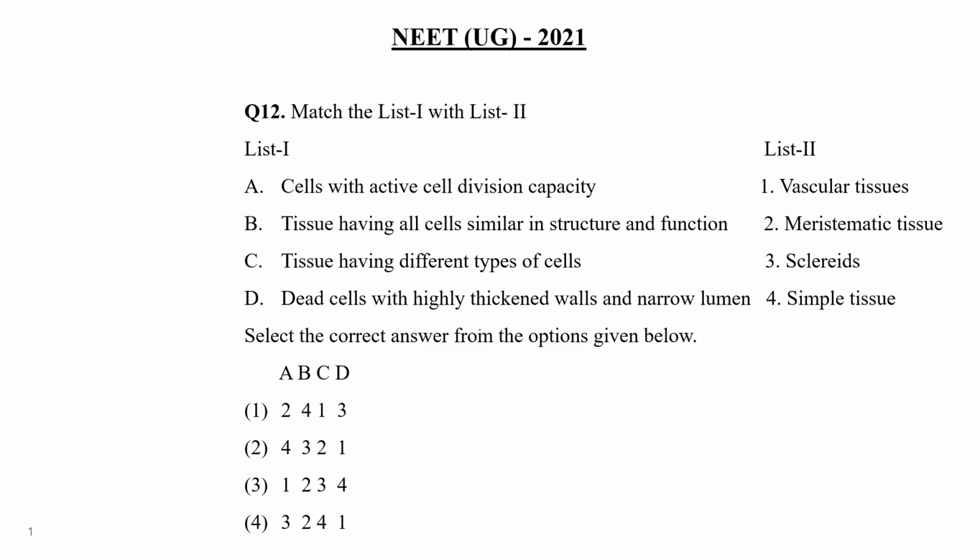Next, matching. Okay, we have to match all the choices given in list 1 and list 2. Cells with active cell division capacity, tissue having all cells similar in structure and function, tissue having different types of cells, dead cells with highly thickened wall and narrow lumen. Quickly match all the choices, then after 5 seconds we will discuss the right answer.